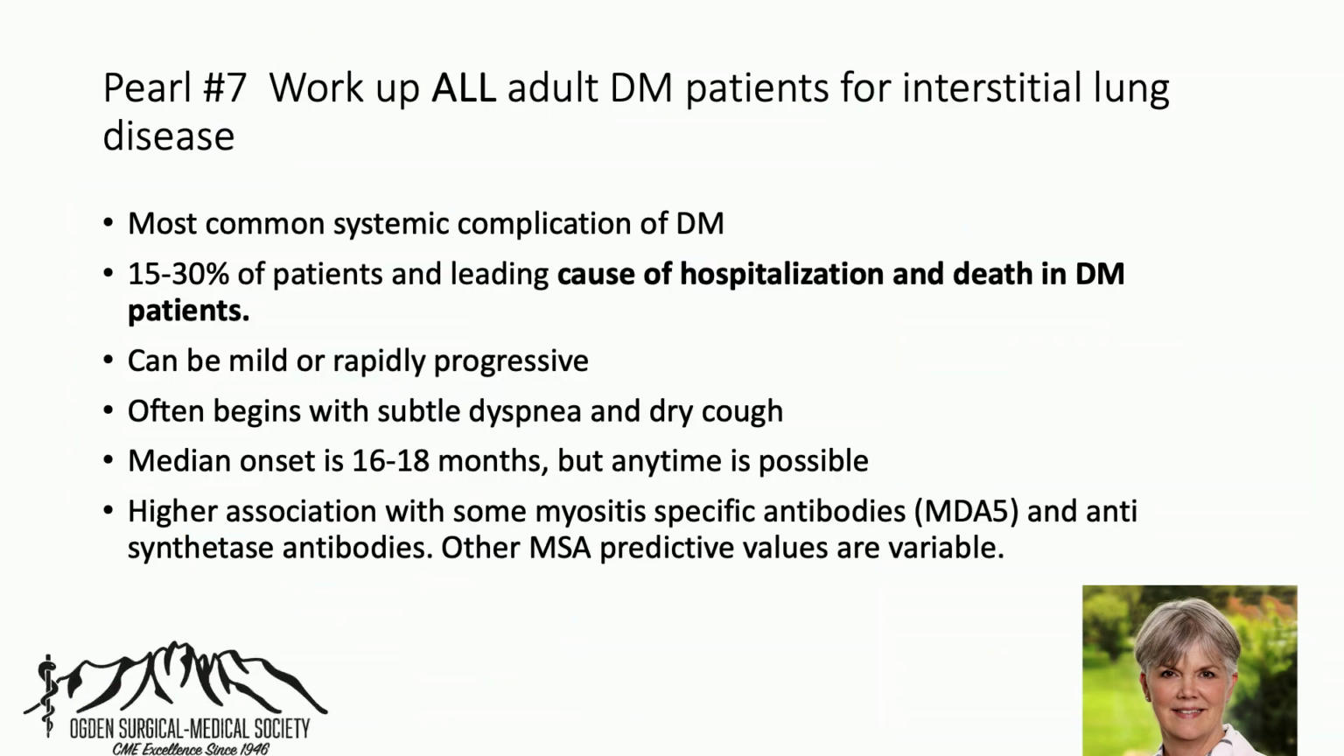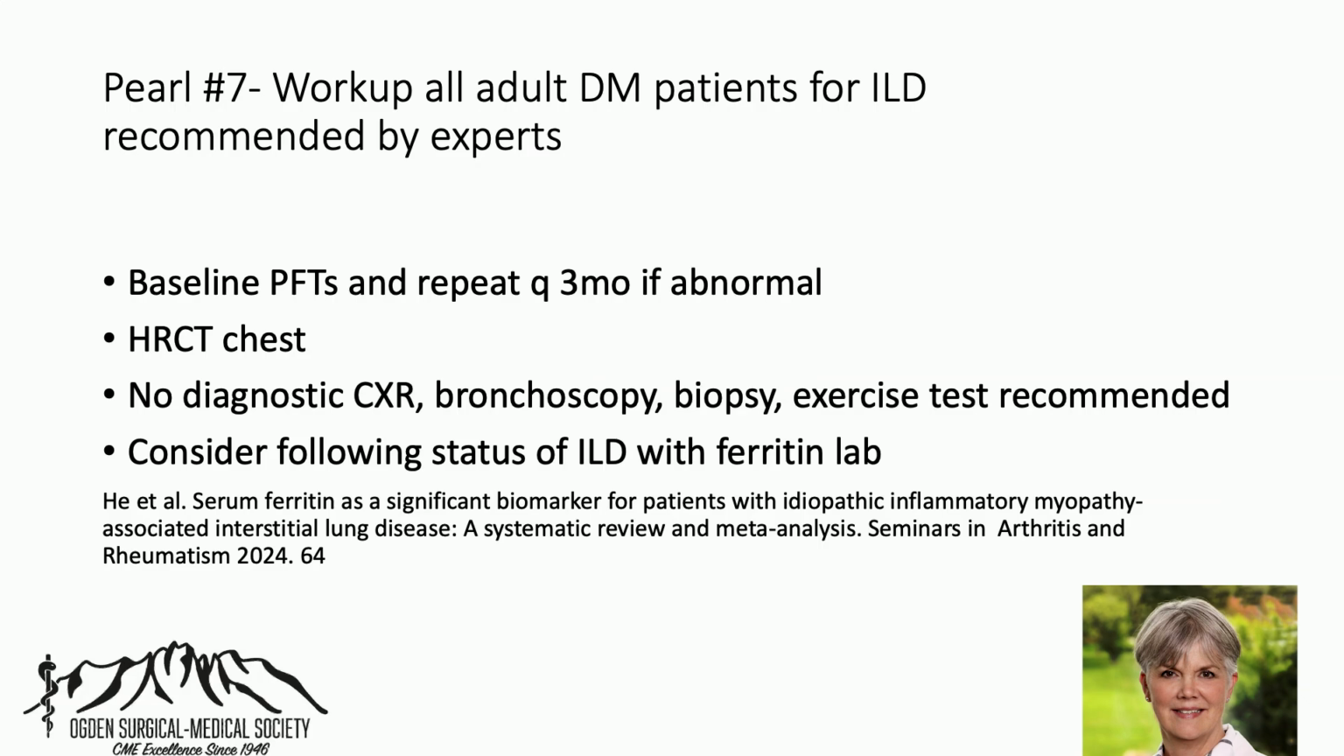Okay. Pearl number 7, you also have to work up all of those adult dermatomyositis patients for interstitial lung disease. Why? Because it's sneaky, and because it's the number 1 cause of death in disease-specific dermatomyositis, and it occurs in up to 30% of the patients. It can start with mild dyspnea, a mild dry cough. It tends to be delayed, maybe a year or a year and a half, and it can also be quite rapidly progressive. It is associated with some special subsets of myositis, but basically all patients, regardless of their myositis antibodies, you're going to screen.